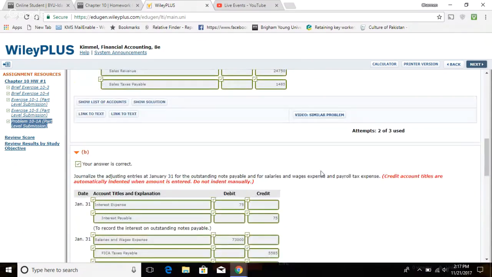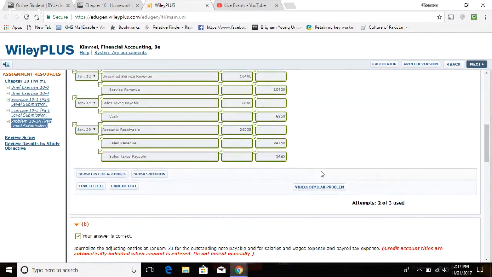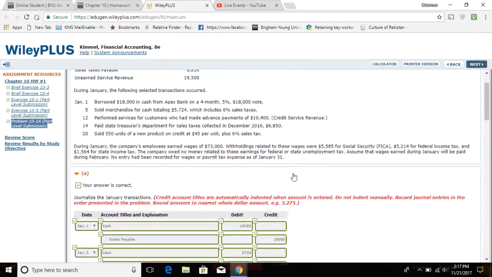Now, moving on, the next part is we're going to journalize the adjusting entries at January 31st for the outstanding note payable and for the salaries and wage expense in relation to the expense and payroll taxes. So we have here in our problem, during January, the company's employees earned wages of $73,000. Withholdings related to these wages were $5,585 for FICA, $5,214 for federal, and $1,564 for state income tax. And the company owed no money related to these earnings for federal or state unemployment. And we are to assume that wages earned during January will be paid during February, and no entry had been recorded for wages and payroll tax expense as of January 31st.